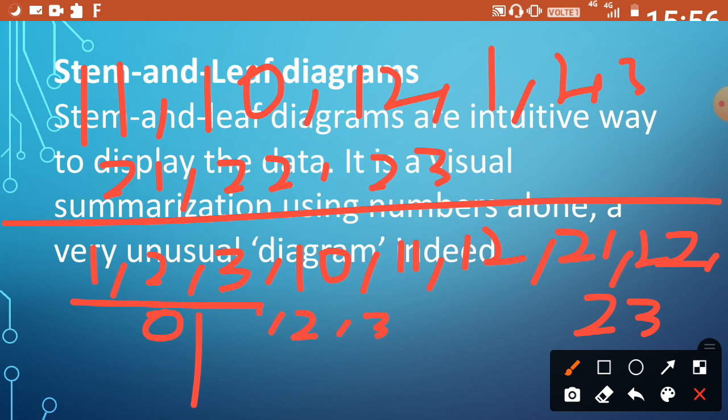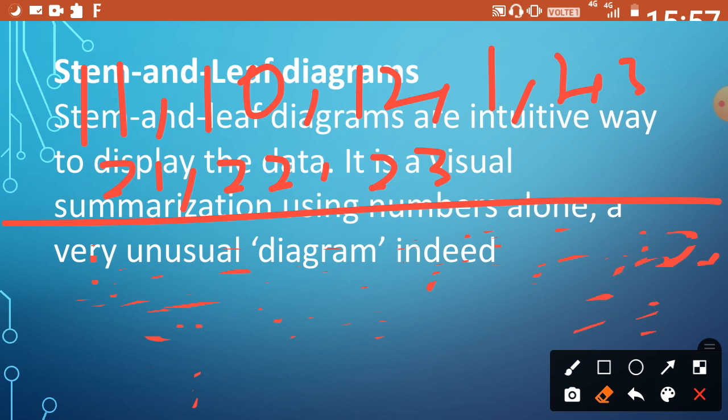Actually I don't have sufficient space here. Let me erase. Actually writing on the screen is much easier than erasing. It's very hard to erase. You know, I can't erase properly. Oh no. Okay, now it's fine.